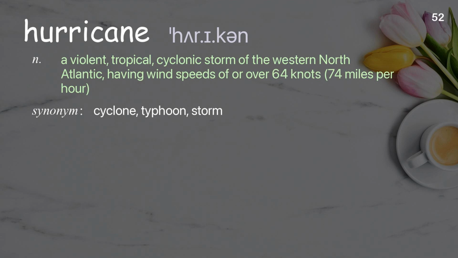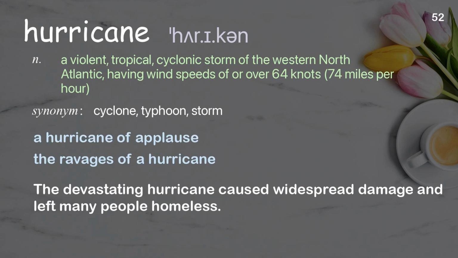Hurricane. A violent, tropical, cyclonic storm of the western North Atlantic, having wind speeds of or over 64 knots, 74 miles per hour. Examples: a hurricane of applause. The ravages of a hurricane. The devastating hurricane caused widespread damage and left many people homeless.